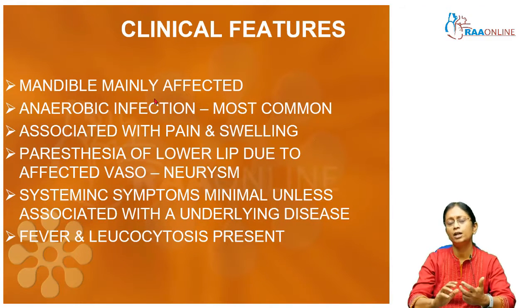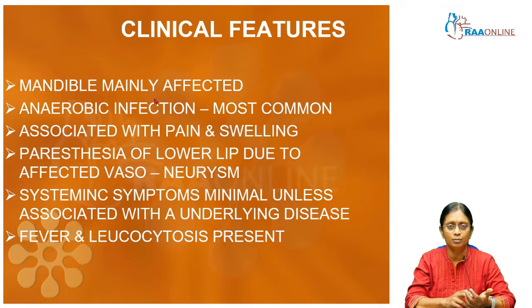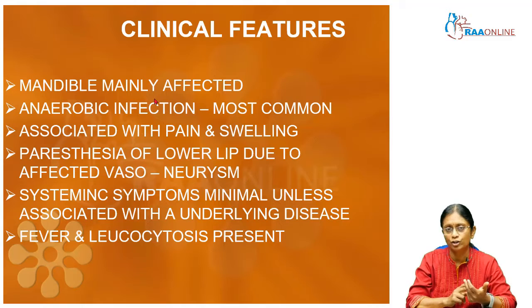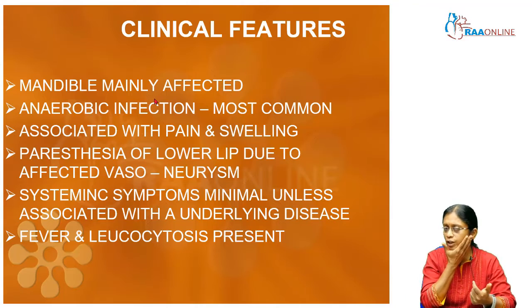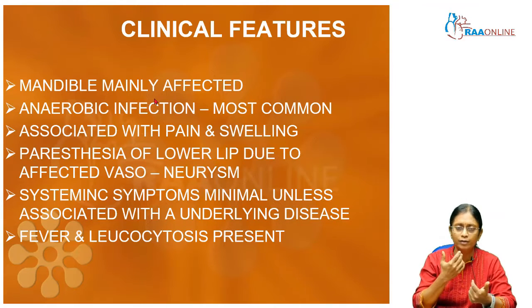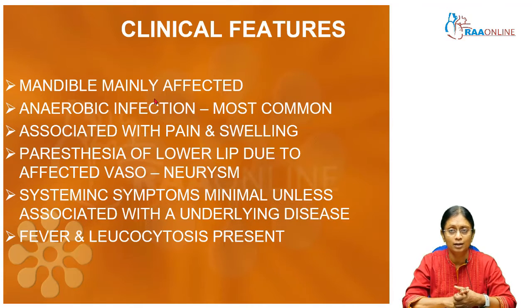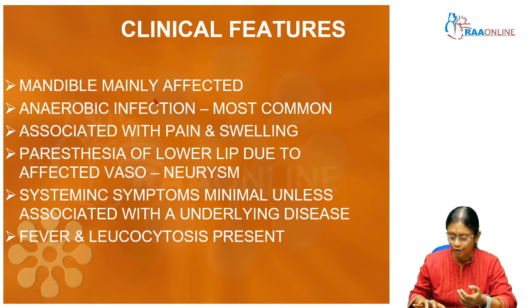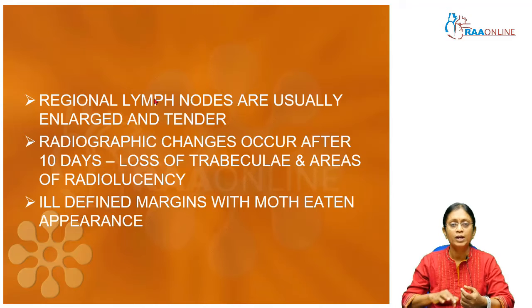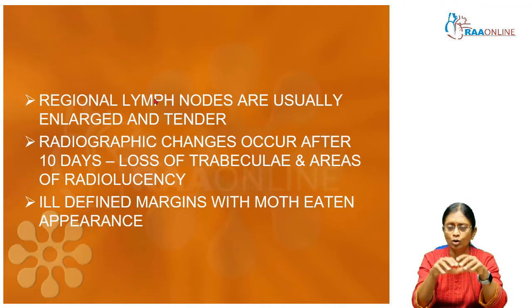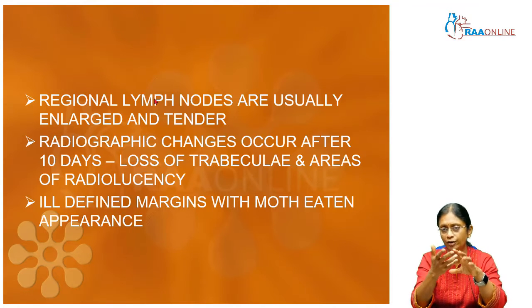So, what does the patient present with? The signs and symptoms. The mandible is the most commonly affected. Anaerobic infections are very common, and there is pain and swelling with pus formation. If there is a nerve in the vicinity, then that will be affected as well. Systemic symptoms will be minimal, unless it is getting secondarily infected or there is an underlying disease, and then the patient will be toxic with fever and leukocytosis. Because it's an ongoing infection at the local area, the draining regional lymph nodes will definitely be enlarged and tender.